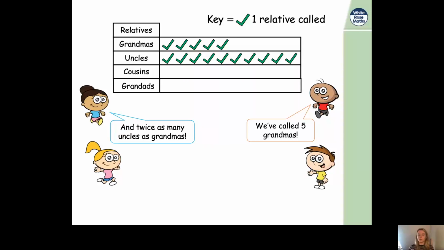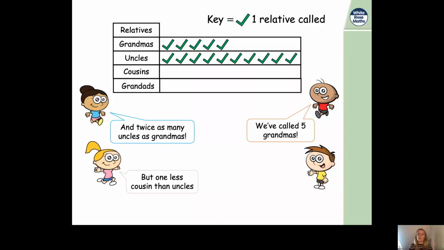Now let's have a look what the next person has to say. Also, this girl is saying that they called 1 less cousin than uncles. Now we know that there are 10 uncles. So what is 1 less than 10? Yes, well done. It's 9, isn't it? So could you get this pictogram out or draw it? It's on your resource 2 again. And let's do this one together.